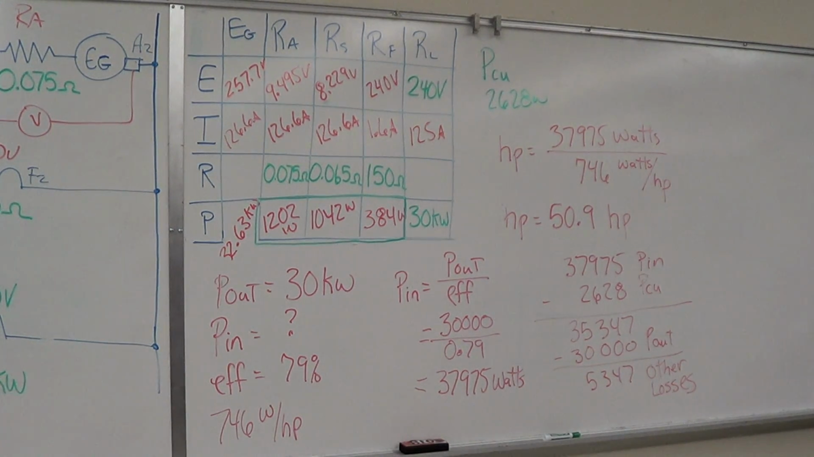The other losses are your mechanical losses, your eddy current losses, your windage loss, your bearing losses. Is that what they mean by strays? Your stray losses are another source of loss, yeah.